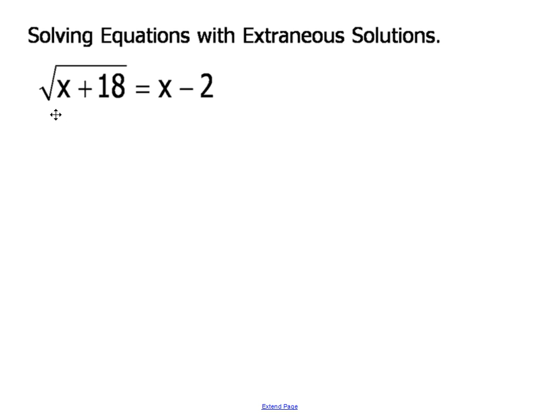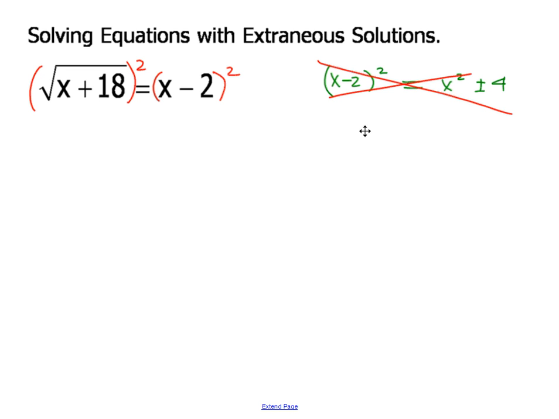That's already done. Next, I would raise both sides to the power that matches the index. Since nothing's written here, that's a 2. This is the square root. So I'm going to raise both sides to the second power. I have to make sure I do the entire quantity to the second power. Please remember that x minus 2 squared is not x squared plus or minus 4. We do not distribute the exponents. This is wrong. X minus 2 squared is the same thing as x minus 2 times x minus 2.